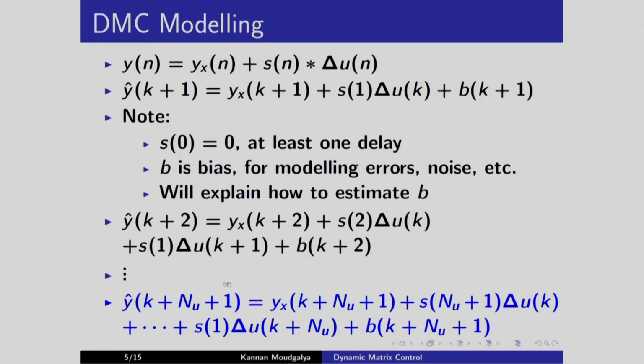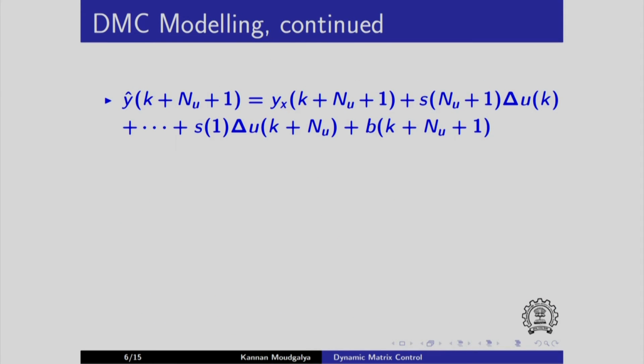So let me continue this and go all the way up to Nu plus 1, where Nu is the control horizon. It has terms up to k plus Nu, delta U of k plus Nu, starting from delta U of k, k plus 1, k plus 2 and so on, all the way up to delta U of k plus Nu. So what is the reason to write this? We will see it in the next slide.